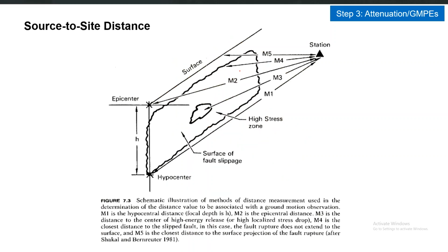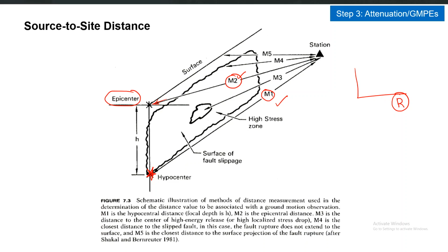Similarly, the source to site distance, which is on the x-axis of your GMP, this R may also have different definitions. For example, here you can see M1 up to M5. These are all source to site distances, but they have different definitions. M1 here is the hypocentral distance. So this is the hypocenter of the earthquake, and right from there up to your station you have M1. Similarly, M2 is the epicentral distance. So right from the epicenter up to your site or station is M2. So these are two different definitions of the source to site distance, but there can be others also.